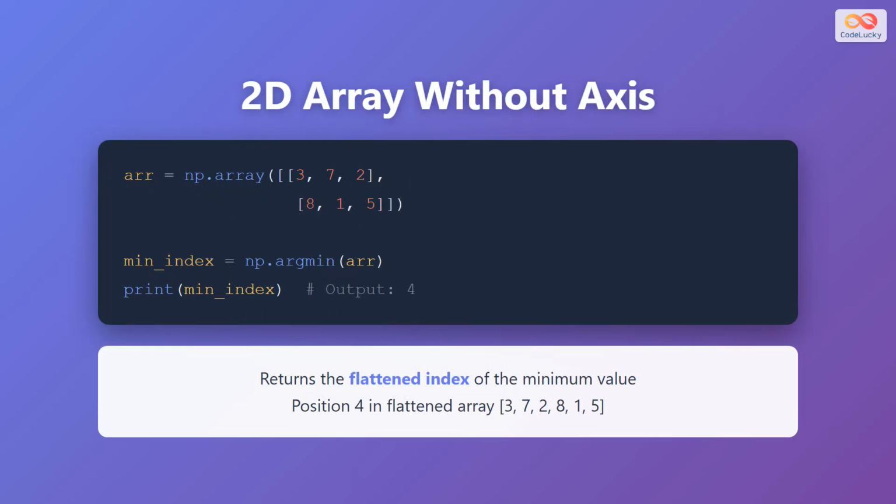Now let's see what happens with a two-dimensional array when we don't specify an axis. We have a 2x3 array with values 3, 7, 2 in the first row, and 8, 1, 5 in the second row. Calling argmin without an axis parameter returns 4. This is because the array gets flattened into a one-dimensional sequence, 3, 7, 2, 8, 1, 5. The minimum value 1 appears at index 4 in this flattened array.